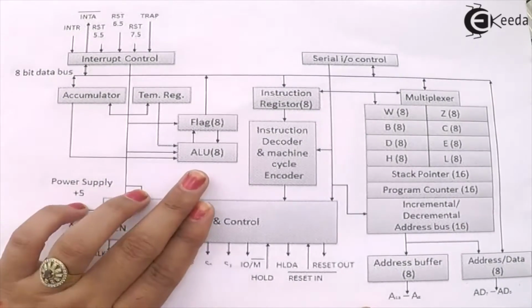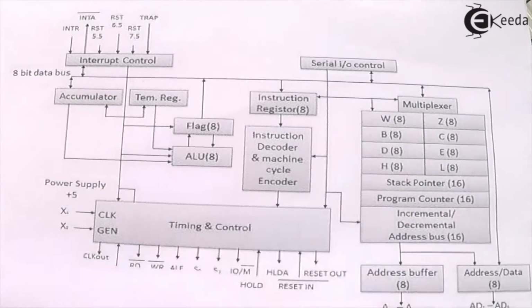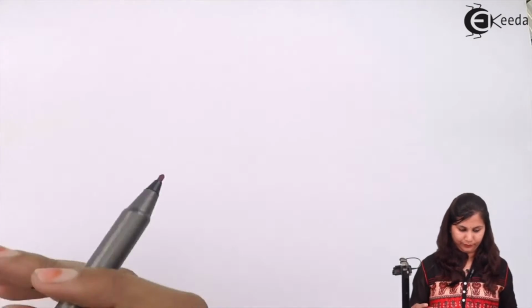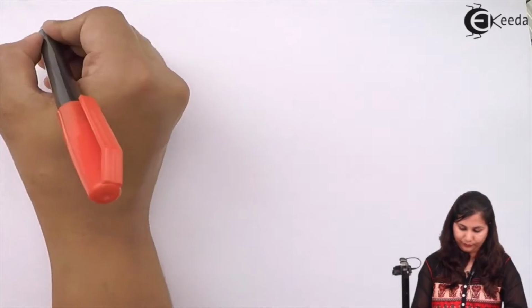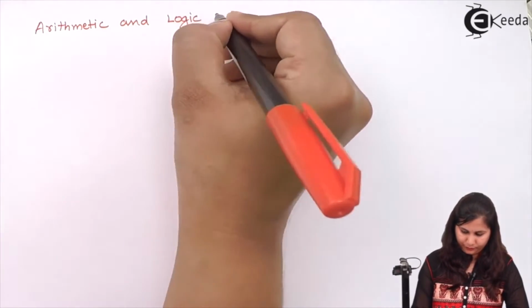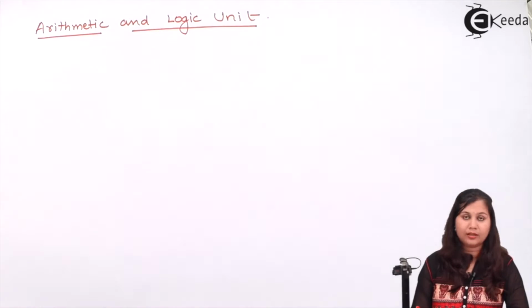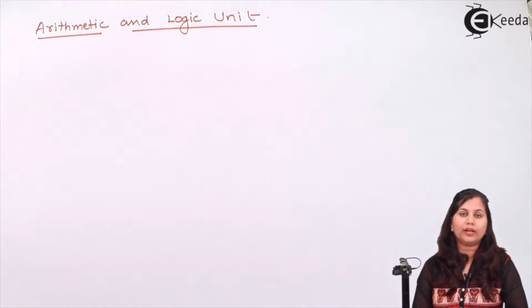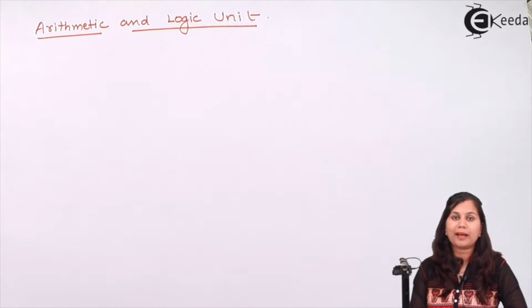First we will start with the arithmetic and logic unit, ALU. The arithmetic and logic unit performs various arithmetic and logical operations like addition, subtraction, and logical operations like AND, OR. So all these arithmetic and logical operations are performed by this unit.